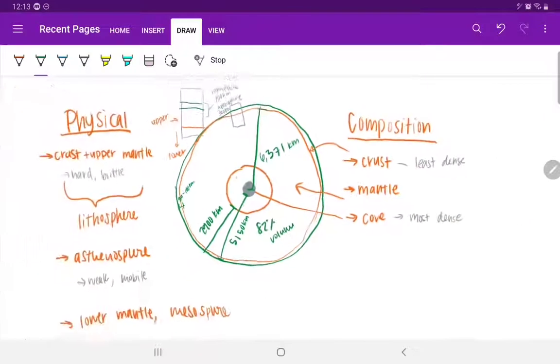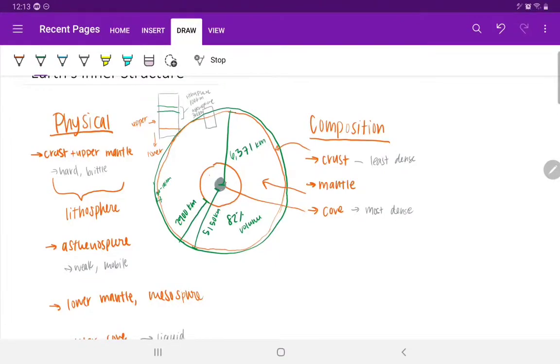So I hope today was helpful. We went over the physical and compositional ways to classify Earth's inner layers.